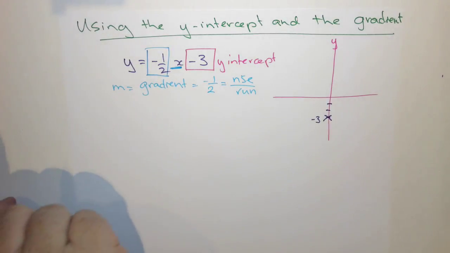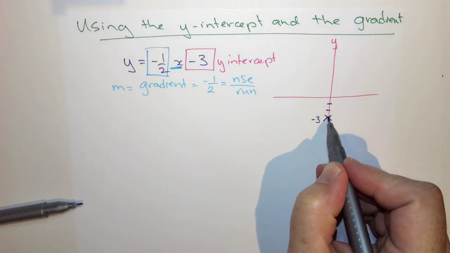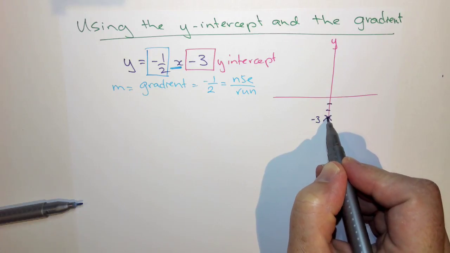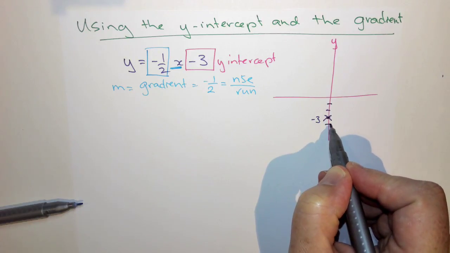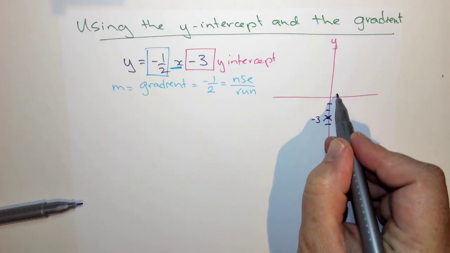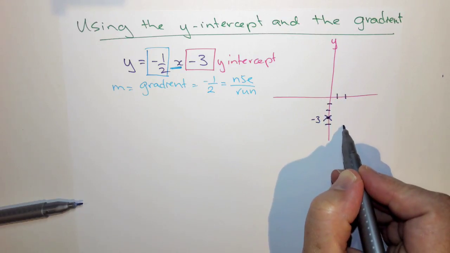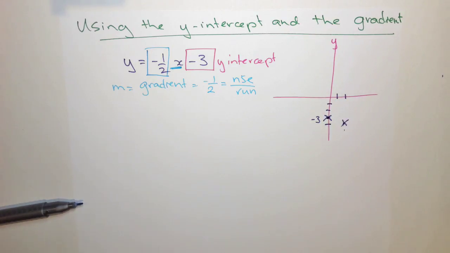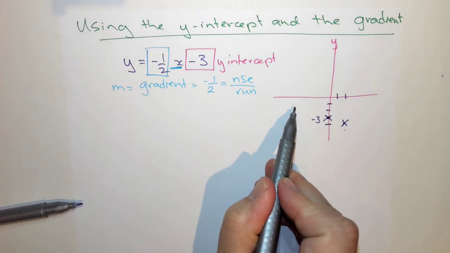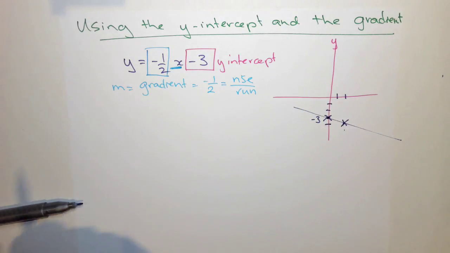run. So that means from this point, I'm going to start at that coordinate I know. I start from that y-intercept. And from there, I want to go down by 1, and I want to go across by 2. And that takes me to the next coordinate point. Then I draw myself a line through those points. And that's all there is to it.